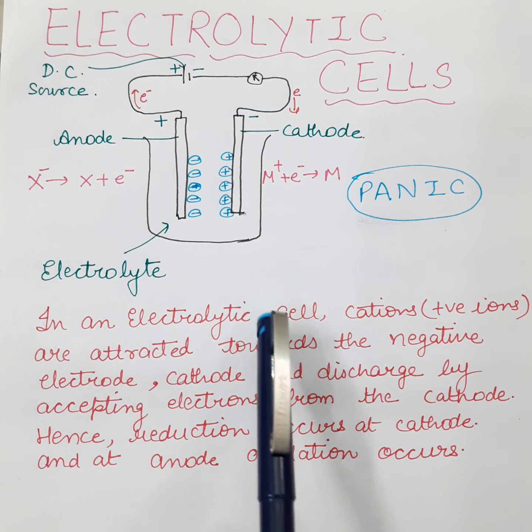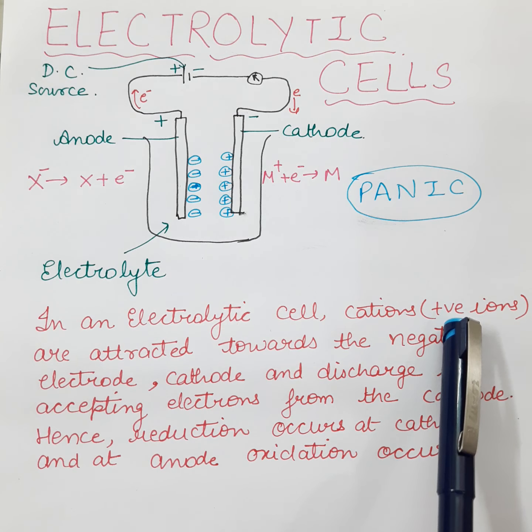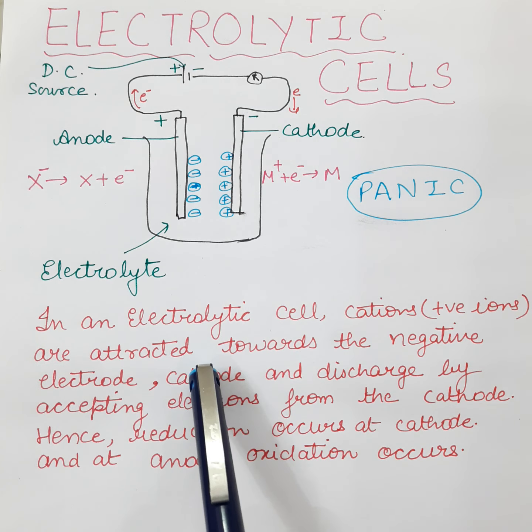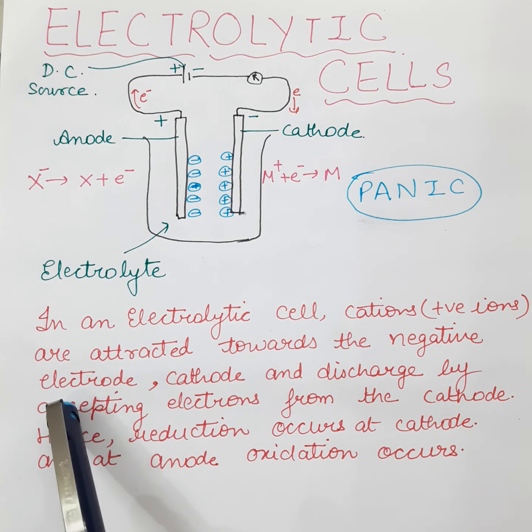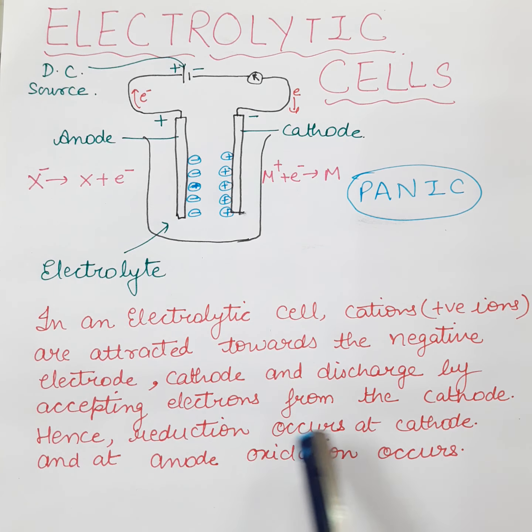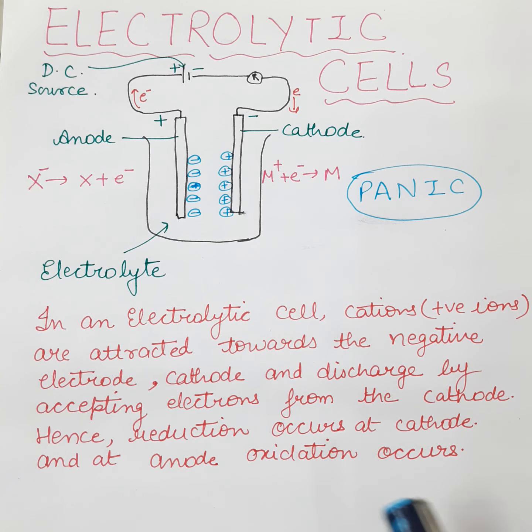In an electrolytic cell, cations, those are positively charged ions, are attracted towards the negative electrode, that is the cathode, and are discharged by accepting electrons from the cathode. Hence, reduction occurs at the cathode and at the anode oxidation occurs. Students, this electrolytic cell is used for the decomposition of water into hydrogen and oxygen. They are used for electroplating, and to extract metal from its ore. So these are the importance of the electrolytic cell.